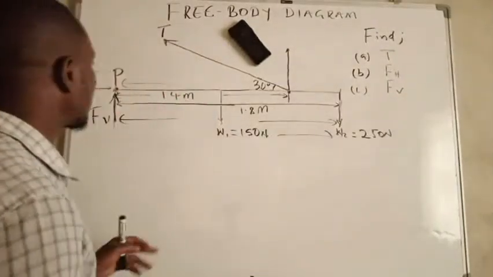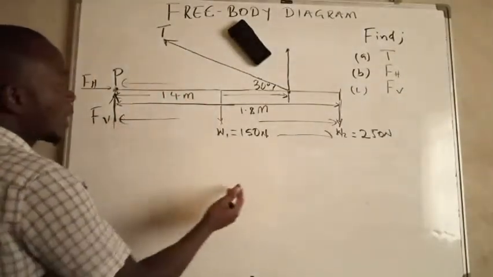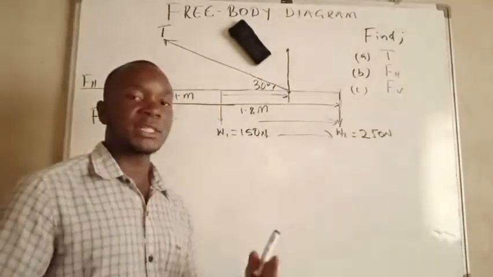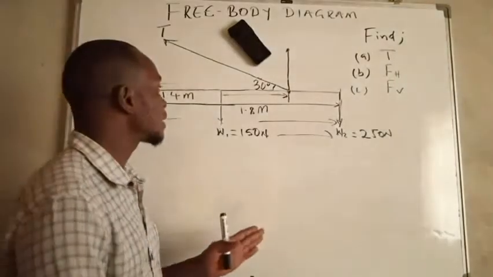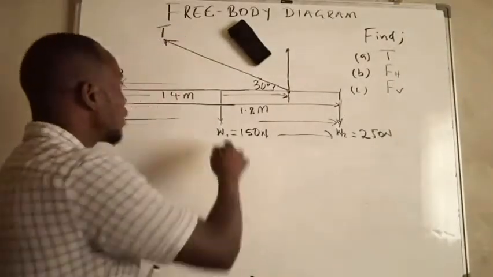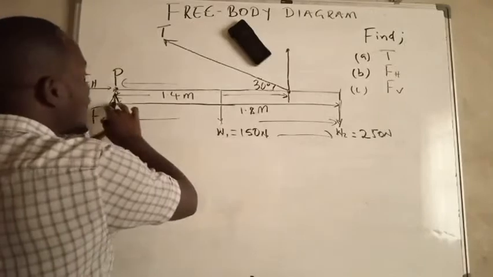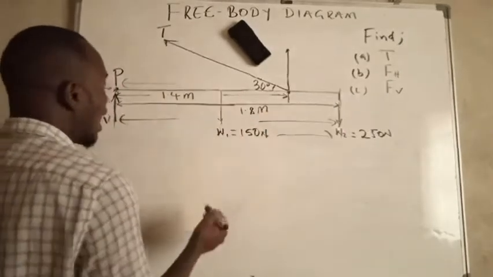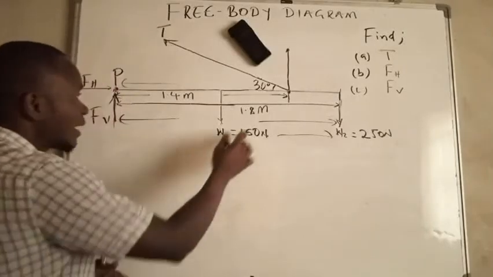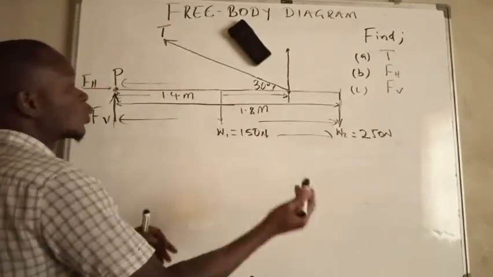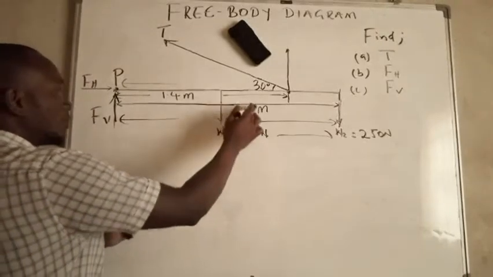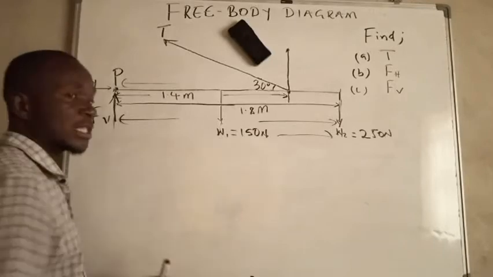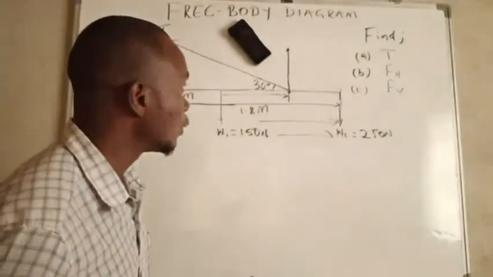We have been given this beam which weighs 150 newtons, of which we know that the center of mass is actually in the middle. So we have 1.8 meters. So the weight is actually in the middle here. And so the distance that we're going to consider is 1.8 divided by 2, because it is acting in the middle.